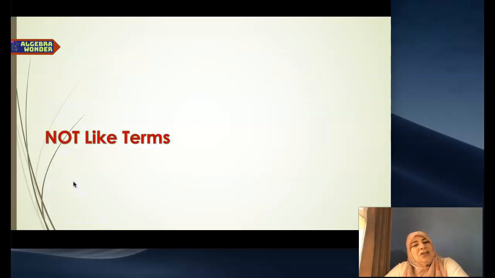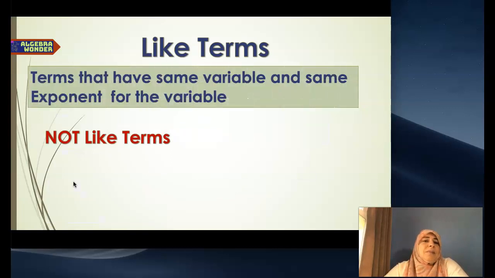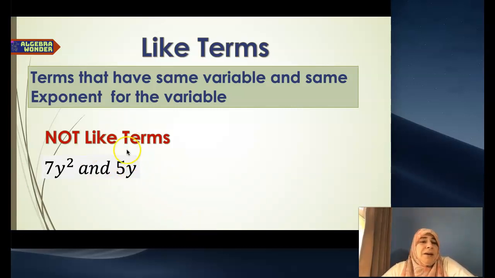Okay, let's see what is not like terms. Remember, what is a like term first? In mathematics, we agree that like terms have the same variable and same exponent. So here we go. 7y squared and 5y. Yes, both of them have a variable y, but the exponent of the y is not the same. This is y squared, the exponent is 2. And this is just y, the exponent is 1. So these two terms are not like terms.